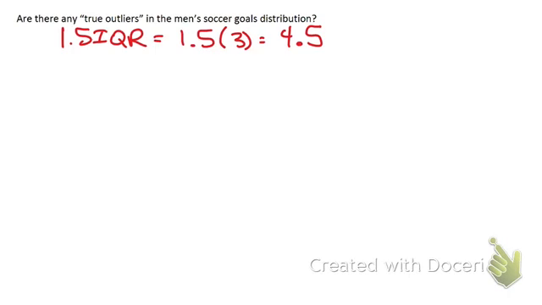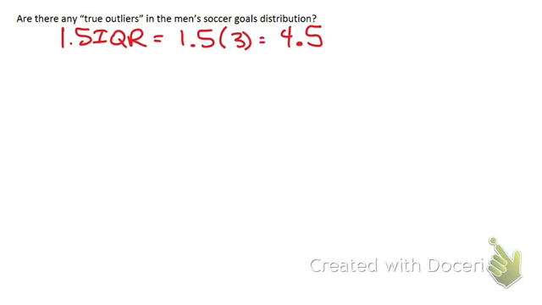Okay, I am going to take Q3 and add that 1.5 IQR value of 4.5. So, what was Q3? 5. Q3 was 5, and I need to add 4.5. What is 5 plus 4.5? 9.5. What is that called? Upper fence. That's the upper fence.